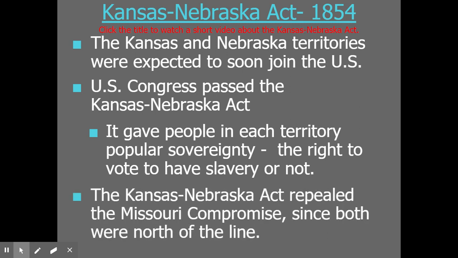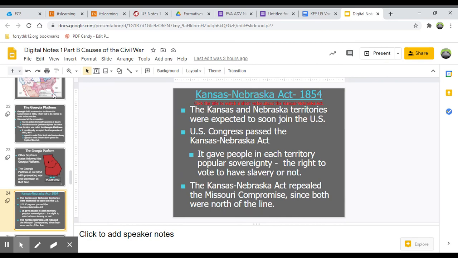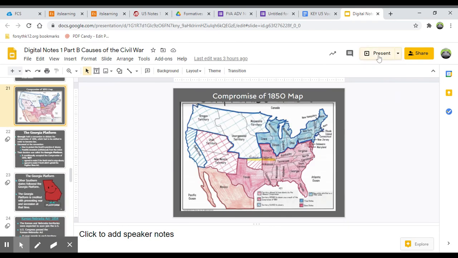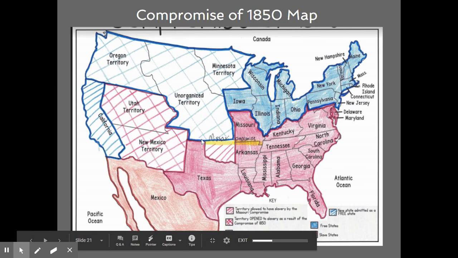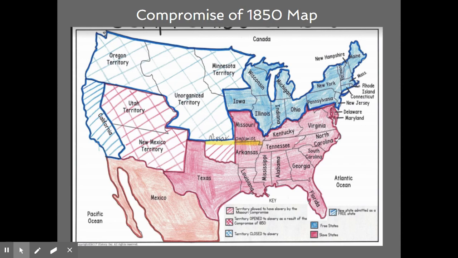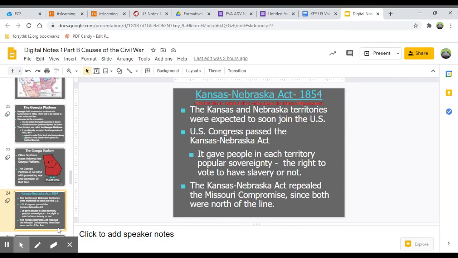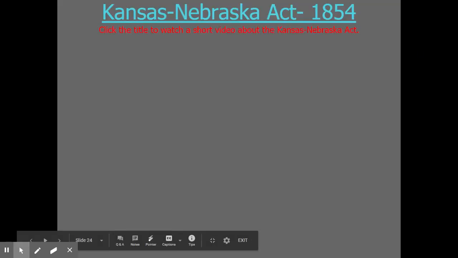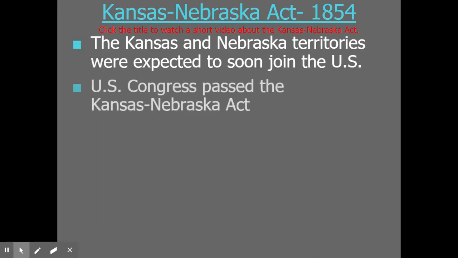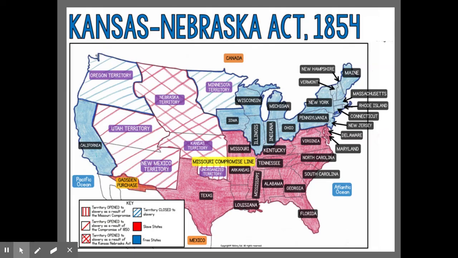Okay. And basically, this repeals or nullifies the Missouri Compromise because, as you might remember, here, let me go back and show you the map in case you don't. Here's the Missouri Compromise line. Okay. And of course, Kansas and Nebraska are up here in that unorganized territory that's supposed to be closed to slavery because of the Missouri Compromise. So the Kansas-Nebraska Act basically repeals or nullifies the Missouri Compromise because they were both north of the line.